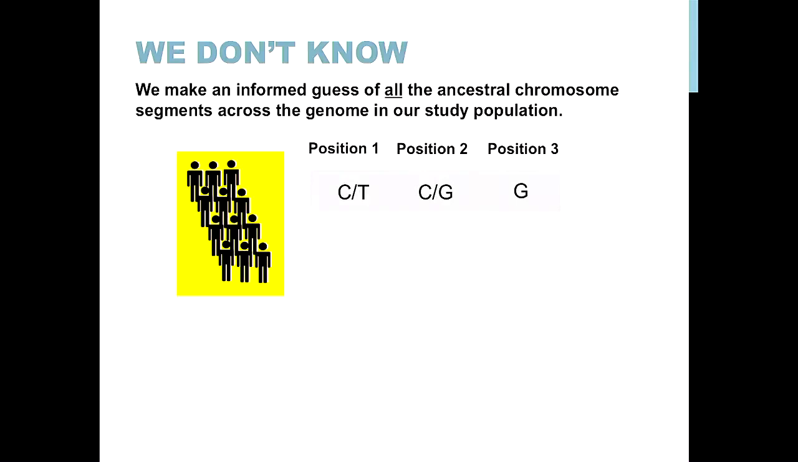Then we identify possible variants at these 3 consecutive chromosome positions. And I want to make it clear for this example, I'm only showing 1 chromosome, but obviously all of us are diploid. So in a true study, we would be looking at both chromosomes, but for this example, we're just going to look at 1. Okay, so in this example, each patient in our study population has either a C or a T at position 1. They have either a C or a G at position 2, and everybody has a G at position 3.